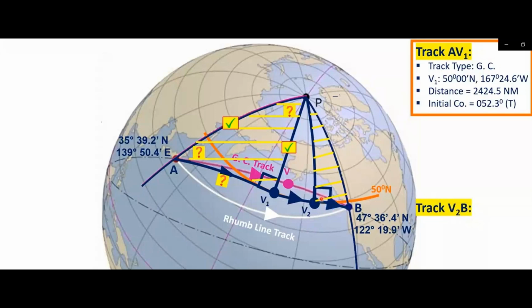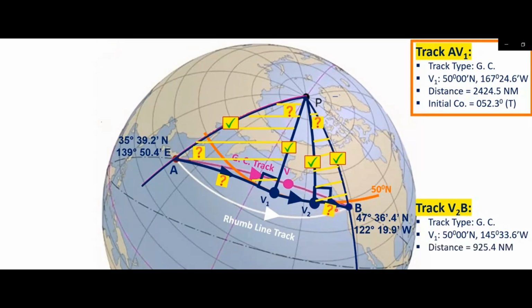For track V2B, we know it's a GC track. We know this because this is the colat of the vertex. This is the colat of point B, and we can solve for this angle, which shall help us in getting the coordinates of the vertex. We can solve for this V2B arc, which will help us in giving the GC distance on the third leg. And we can also calculate this angle, which shall help us in getting the final course of the vessel.